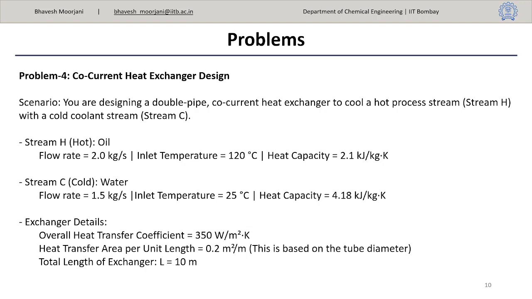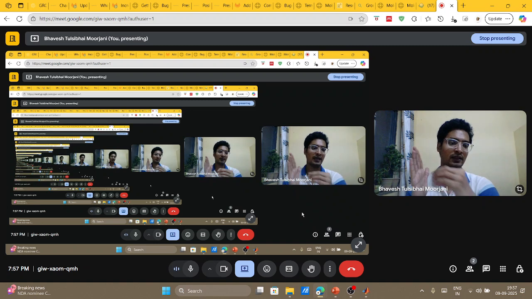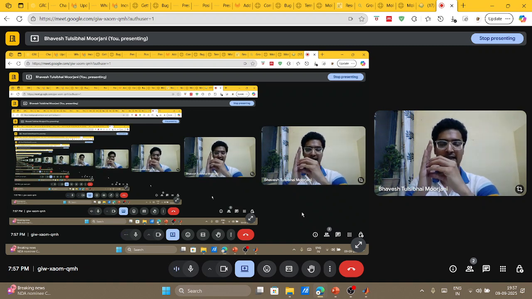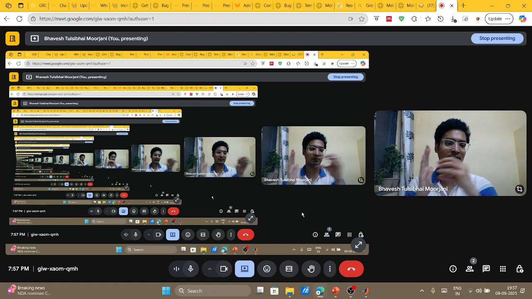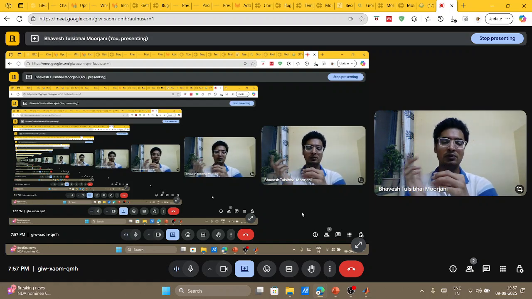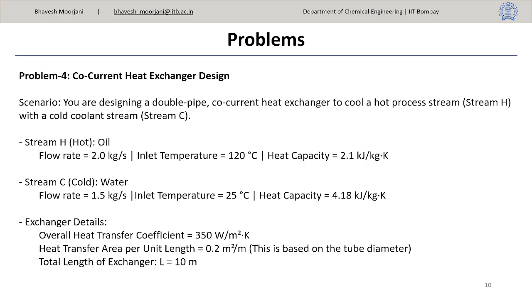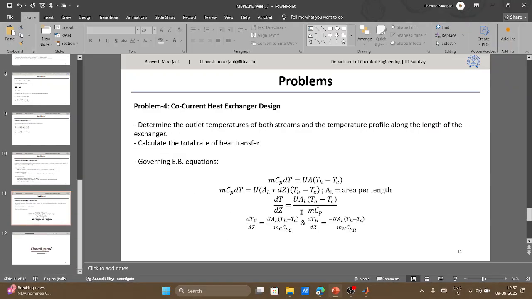How do I know that? Because it's a co-current heat exchanger. That means since it's a co-current heat exchanger, both the hot and cold streams are entering at L equal to 0, or z equal to 0. So at the start of your heat exchanger, both the streams are coming in, and you know the temperature of the hot and cold stream at the inlet. So this becomes an ordinary differential equation initial value problem, right? And we have been solving this, right?